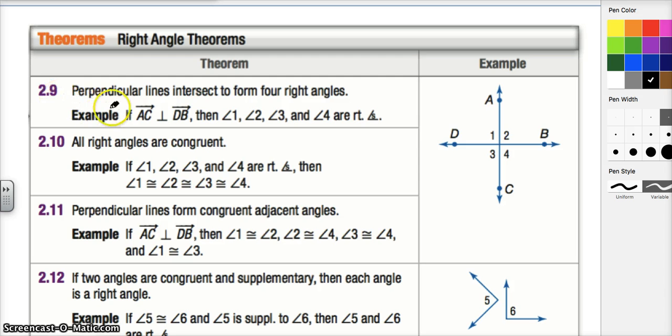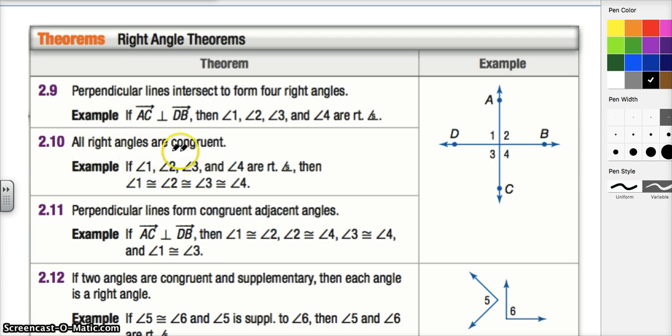Looking at theorem 2.9, it's telling us that perpendicular lines intersect to form 4 right angles. That makes sense. It says if you have 2 lines that are perpendicular, you can know that all of these angles are 90 degrees. And you knew that already, right? So we can prove it, but we just needed to say it. Some of these things are going to be kind of obvious, but we just needed to state the thing.